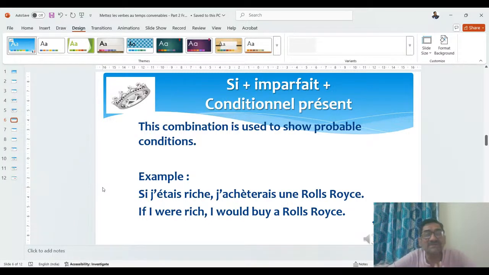So this combination is used for probable conditions. Si j'étais riche, j'achèterais une Rolls Royce. The same example. If I were rich, I would buy a Rolls Royce. This shows clearly I hope to buy a Rolls Royce one day. It's not immediate, somewhere in the future. The hope is still there.